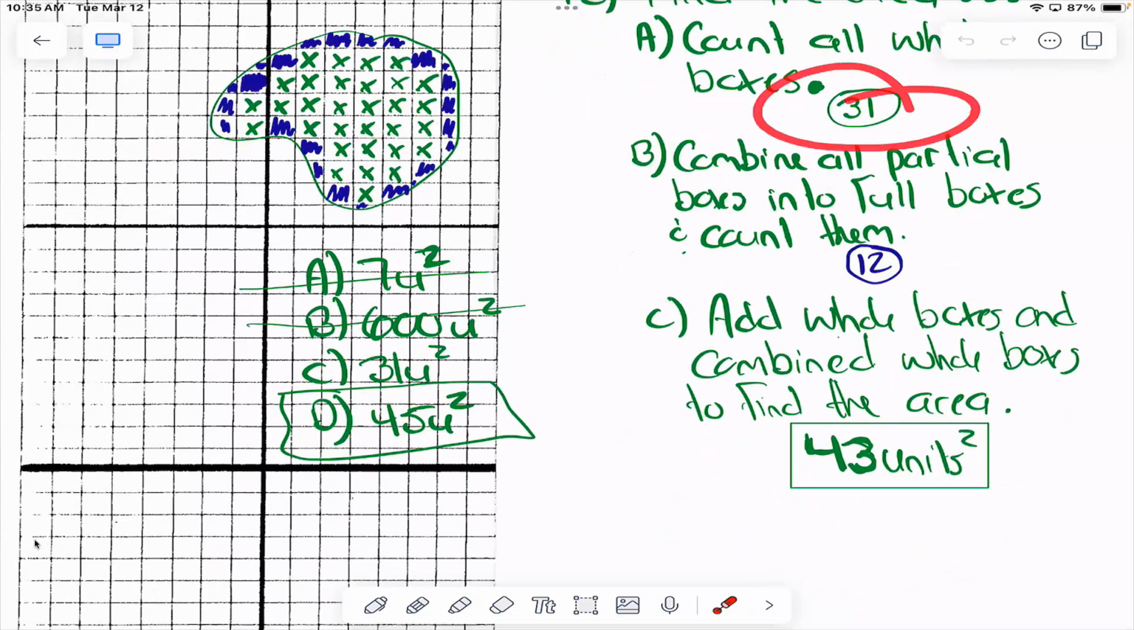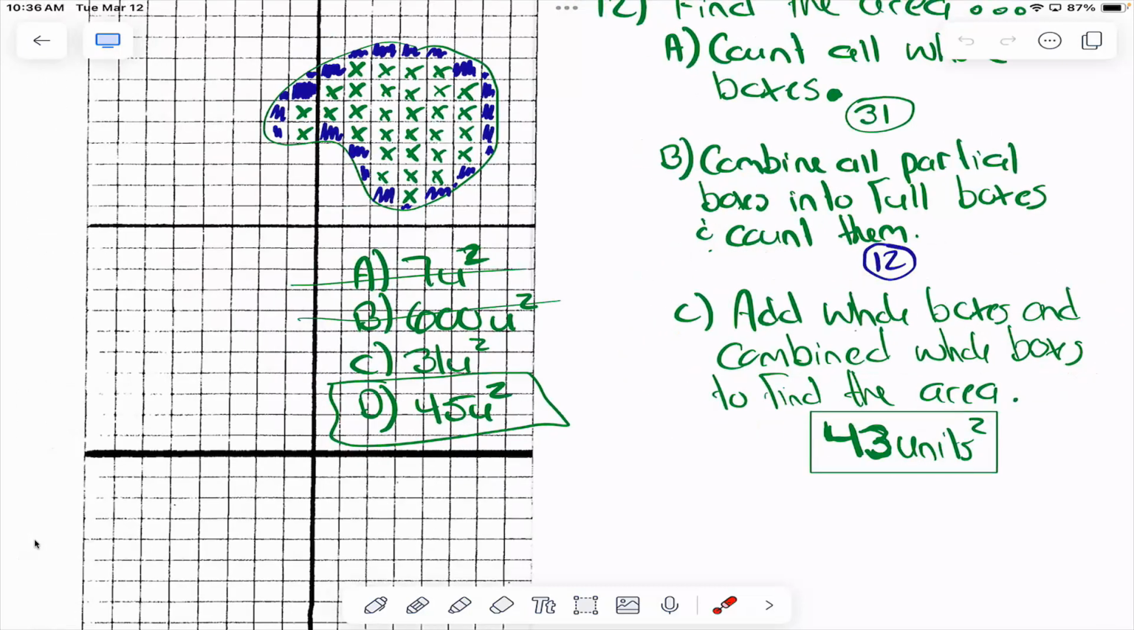Last thing then, we took this number and we added them together, which would be our 3rd step. Yes or no? Does that make sense? Does anybody have any questions?